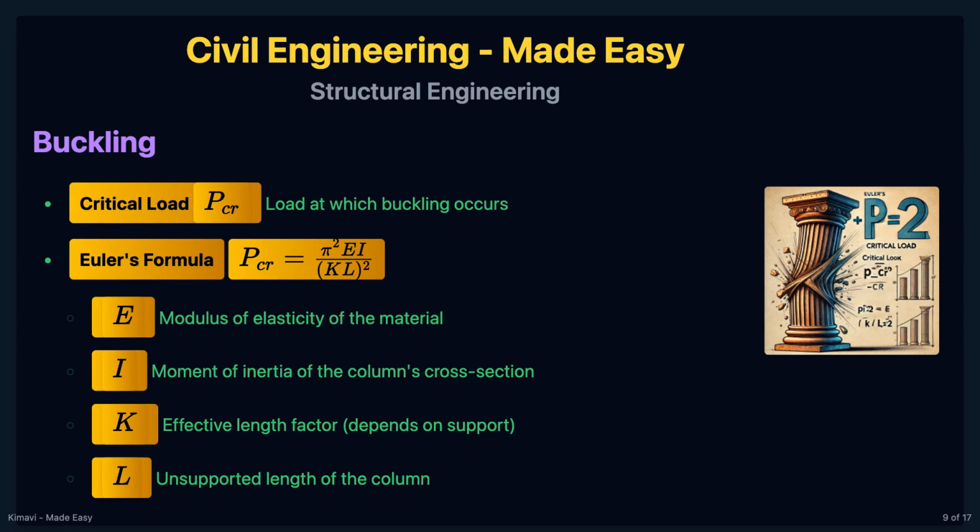The critical load at which a column will buckle can be calculated using Euler's formula. The formula is P sub CR equals pi squared times E times I divided by (KL) squared. Here, E is the modulus of elasticity of the material, I is the moment of inertia of the column's cross-section, K is the effective length factor, and L is the unsupported length of the column.